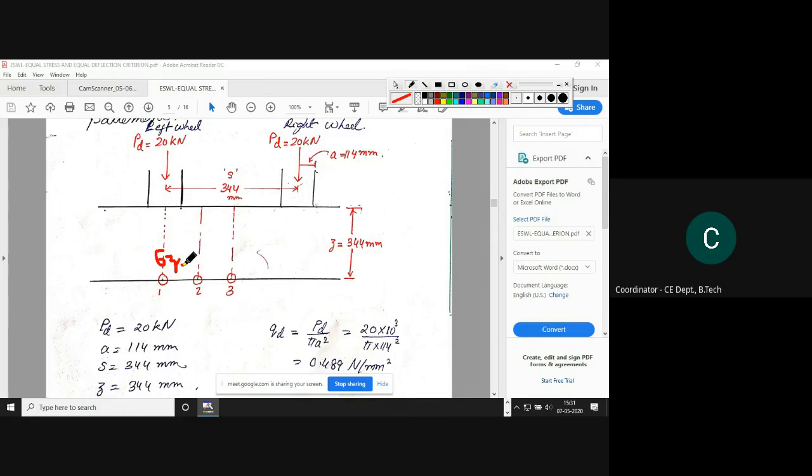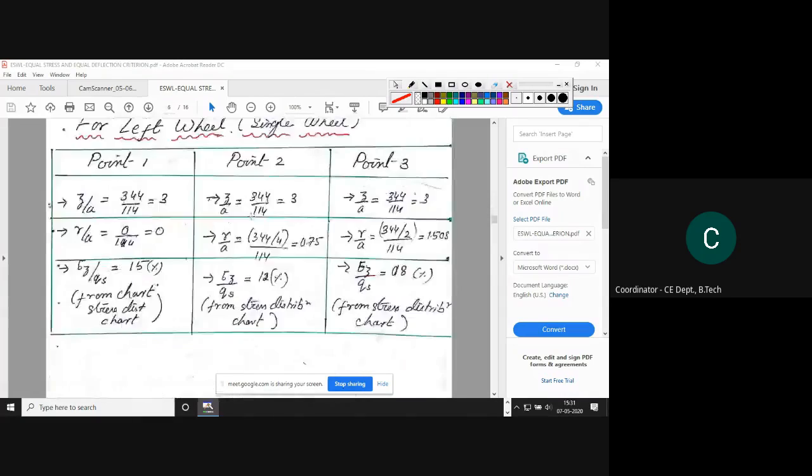Okay, so for point 1 it is sigma z1. Sigma z2 is the vertical stress for point 2. So sigma z3 will be the vertical stress on point 3. They will ask you to calculate those values also sometimes. They will ask you what is the vertical stress developed at the critical points due to this wheel load combination, dual wheel load combination.